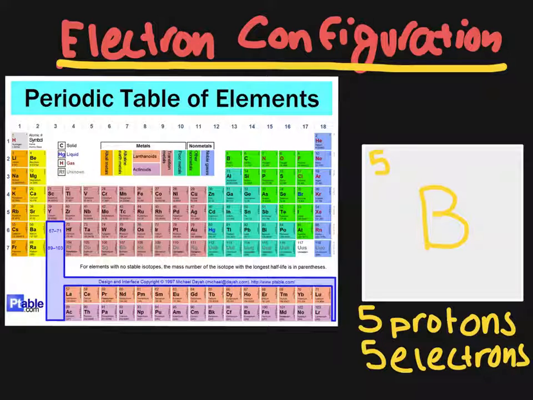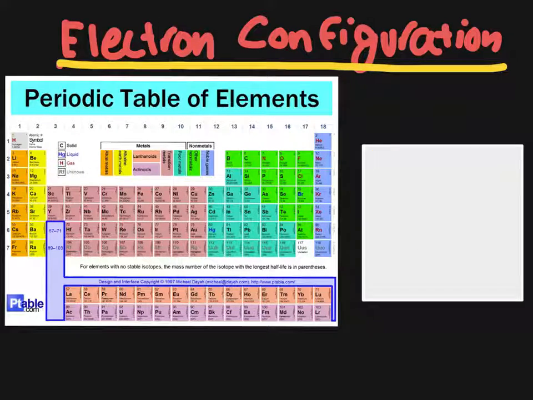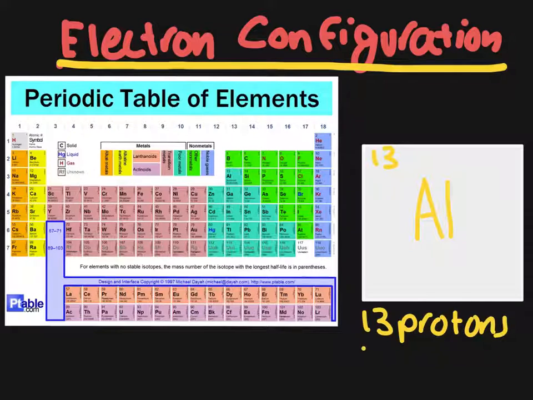So if we were to pick something a little bit harder here, say we were to pick aluminum, right? Aluminum's atomic number is 13, which means that it has 13 protons. So as a result, it will have 13 electrons. Okay, pretty simple.